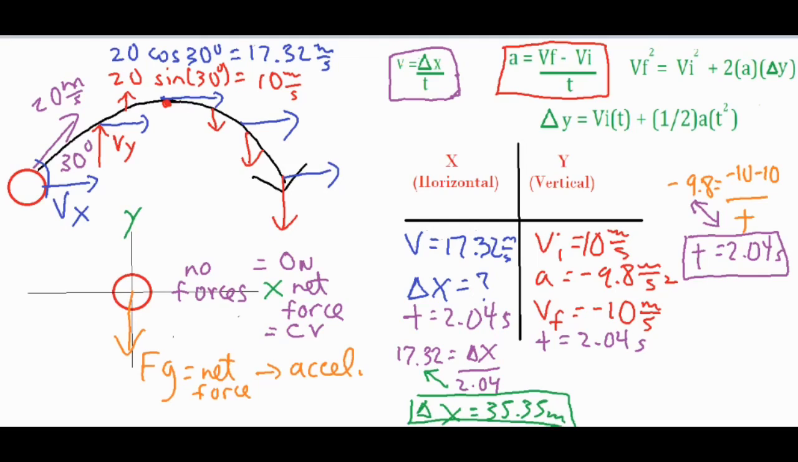Now, every time you set up one of these problems, you want to be sure to separate them into an X and Y column because they're two different kinds of motion. So you're going to have to use different sets of formulas. In the horizontal side, you're only going to be using the V equals delta X over T. On the accelerated side, you can use your three acceleration formulas and always use that negative 9.8 to help you figure out whatever values you're looking for.